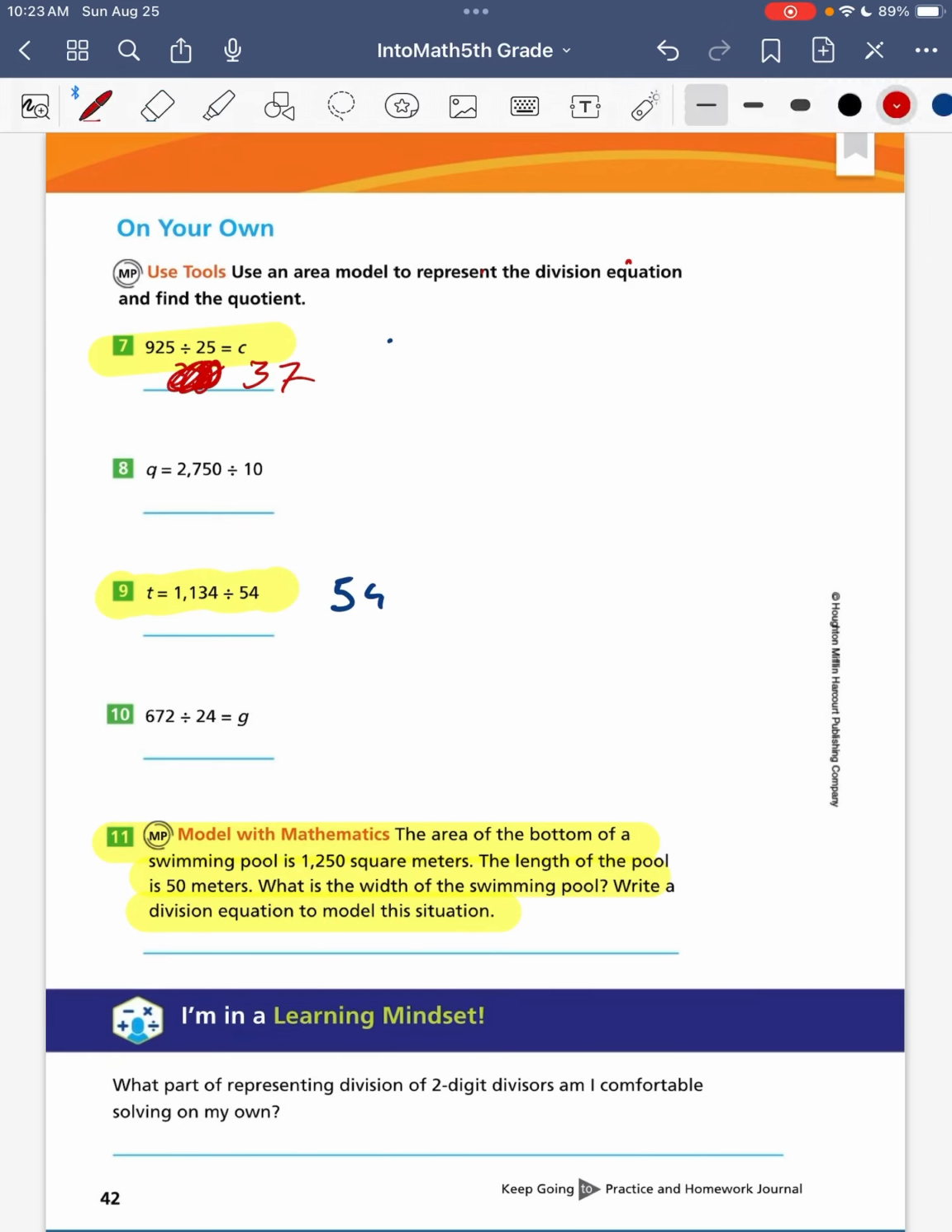We are going to do 54 into 1,134. List out my multiples of 54. 54 times 2 would be 108. Plus another 54, 162. Plus 54, finding my patterns here.